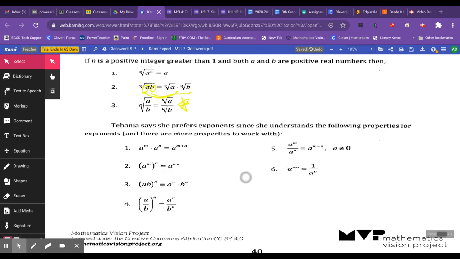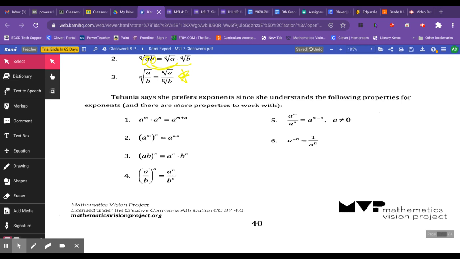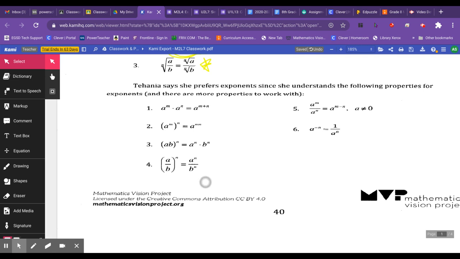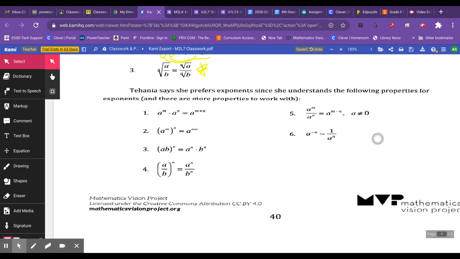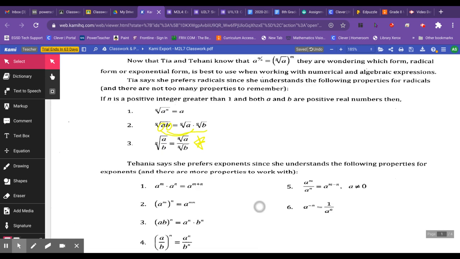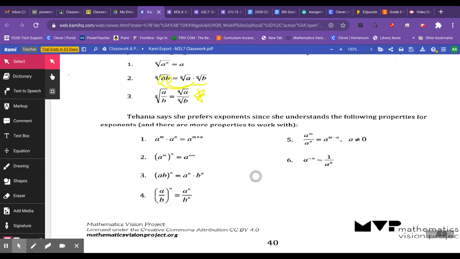So that's Tia's way of doing it. Tahani says she likes the exponential way. And these are all rules you should have learned last year. We've been reviewing them and practicing them a little bit. So this is kind of your cheat sheet for what the various rules are. I would keep track of this paper, or I have it as a document as notes as well in Classroom.